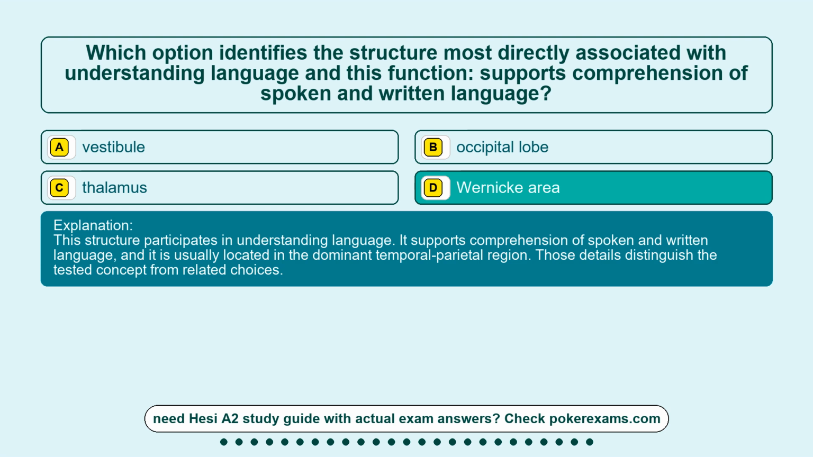This structure participates in understanding language. It supports comprehension of spoken and written language, and it is usually located in the dominant temporal-parietal region. Those details distinguish the tested concept from related choices.